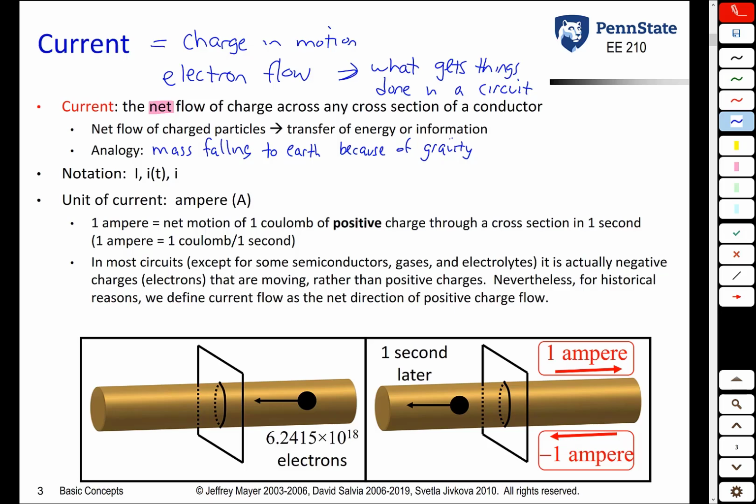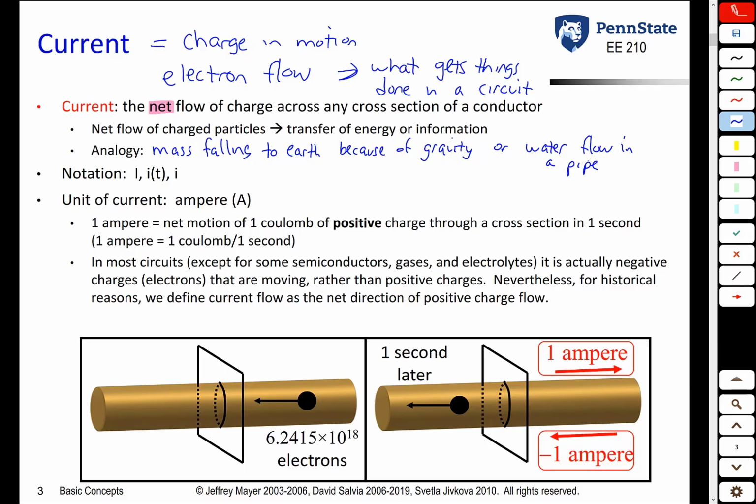Another good analogy would be water flow in a pipe. Water just sitting in a pipe doesn't do anything. Water flowing through a pipe can cause things to happen. Likewise, charges just sitting in a circuit don't do anything. Charges moving through a circuit is when things happen.